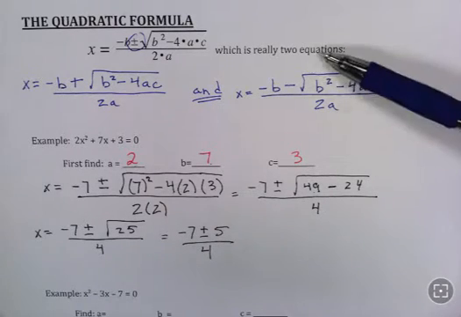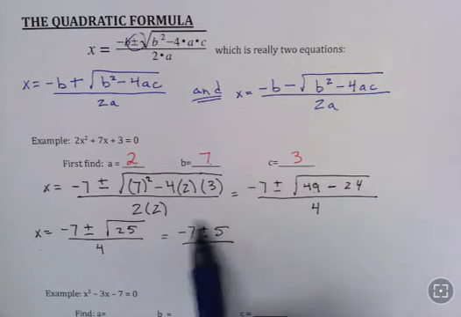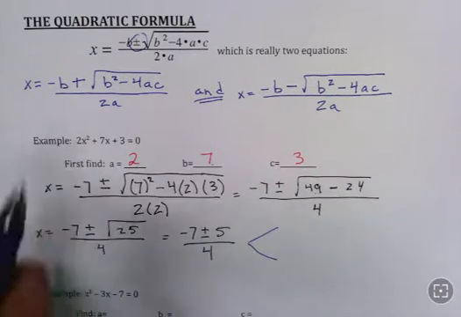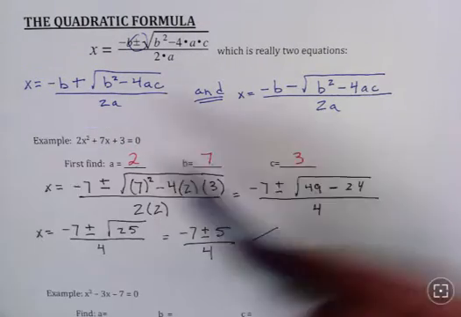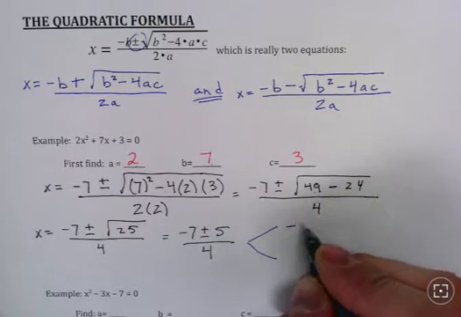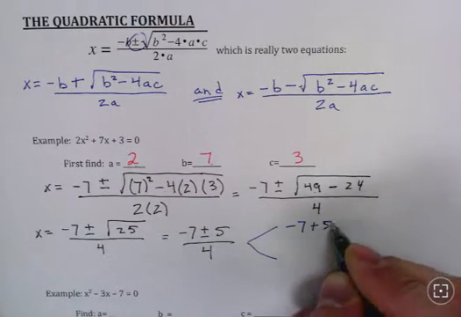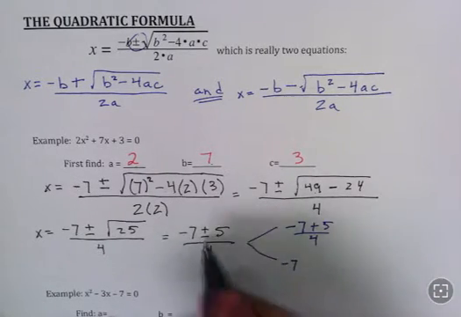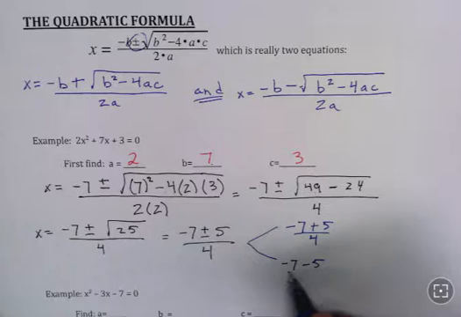And remember, this turns into two equations. Once we get down to here, we turn it into our two equations: one where you're doing the positive square root and one where you're doing the negative square root. We already did the square root of 25, which we made 5. So this turns into the opposite of 7 plus 5 all over 4 and the opposite of 7 minus 5 all over 4.